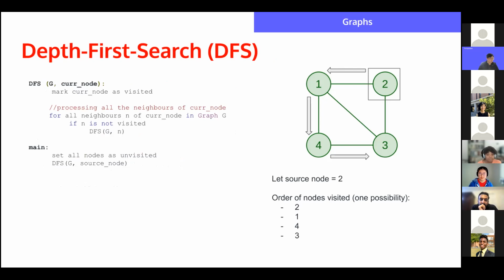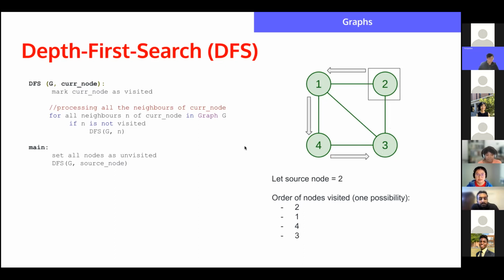For DFS, again, in the same graph, if we start at 2, the difference here is instead of visiting all the closest neighbors, I would pick one closest neighbor. So here I picked 1, I would visit 1. And then from that point on, I would pick the closest neighbor of 1. So here I pick 4, I visit 4, and then I pick the closest neighbor of 4, which would be 3. And this would continue until I have no more neighbors to visit. So at 3, I've already been to all of 3's neighbors, so I don't need to visit anything else here.